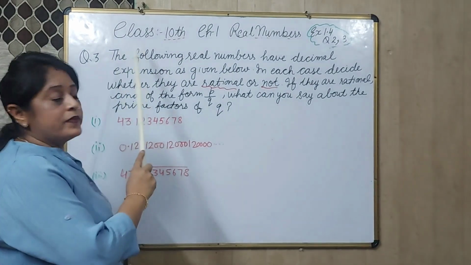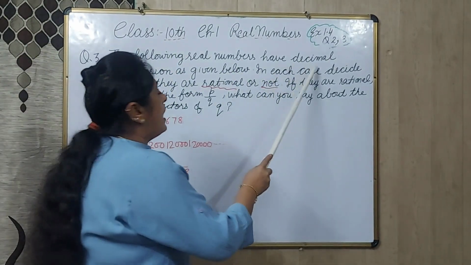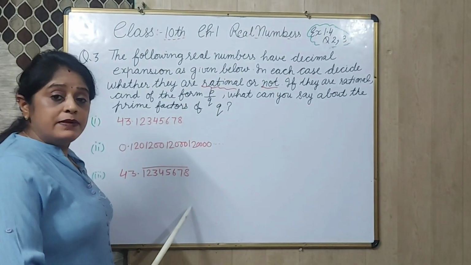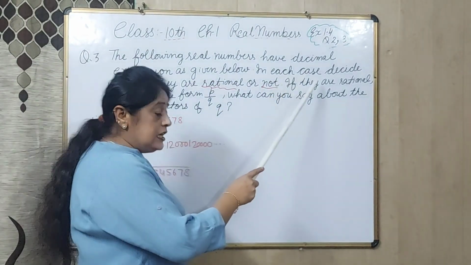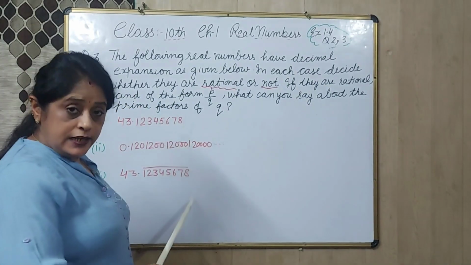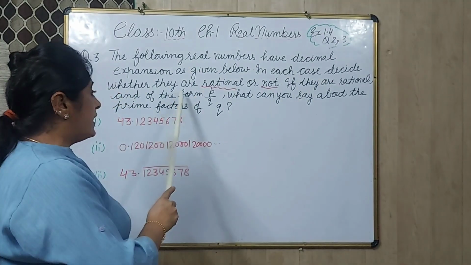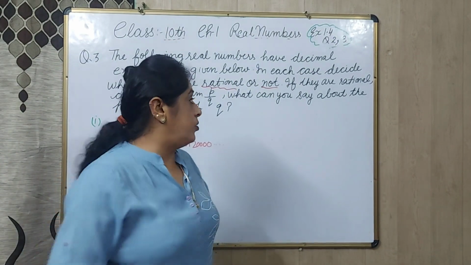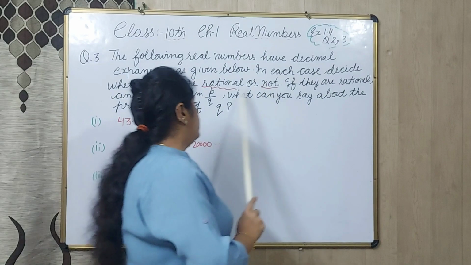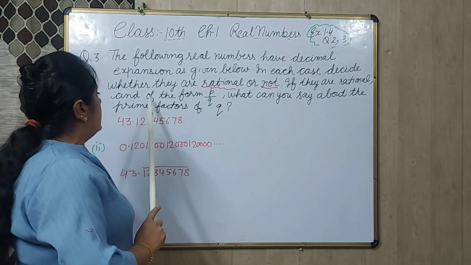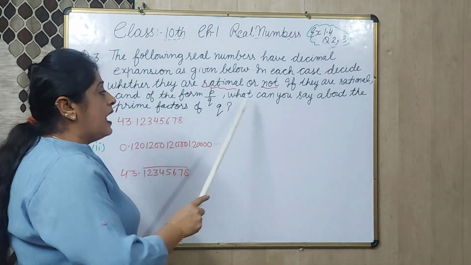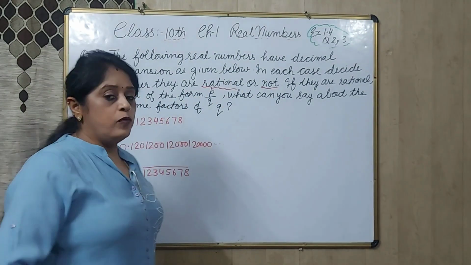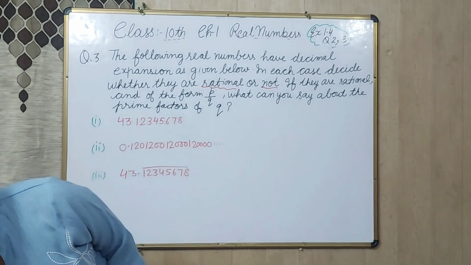Question number 3. The following real numbers have decimal expansion as given below. In each of the 3 cases, decide whether they are rational or not. First you have to decide whether it is rational or not. If they are rational, then of the form P by Q, what can you say about the prime factors of Q?